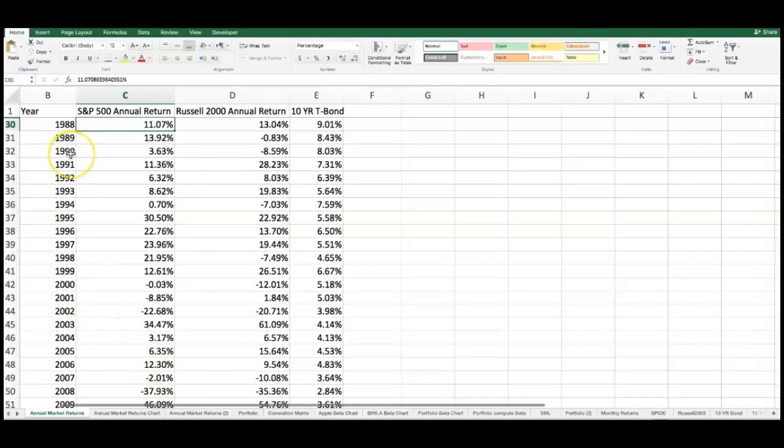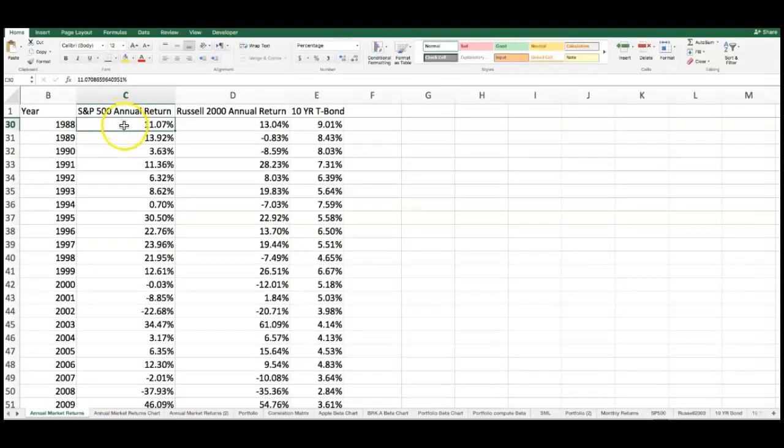So for the 1988 to 2016 period, I've gathered and calculated the annual returns on the S&P 500. That's the 500 largest U.S. firms. It captures about 85% of the stock market's value. The Russell 2000, I've gathered annual returns and monthly returns on that as well. The Russell 2000 captures returns on smaller company stocks, and the 10-year Treasury bond as a measure of a risk-free rate of return.